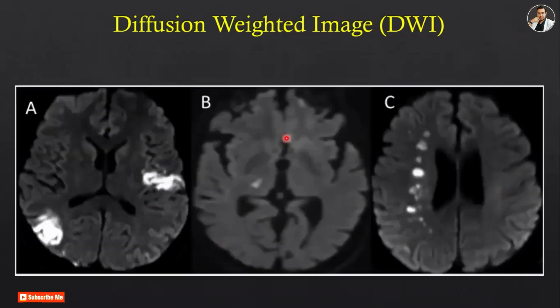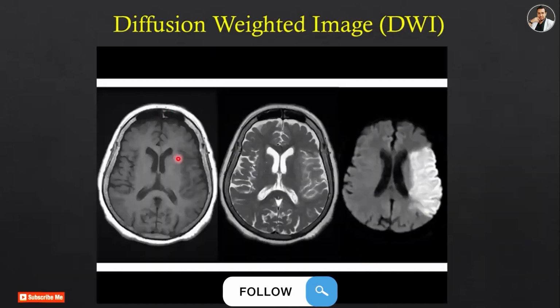Now we will get the diffusion. If the diffusion has a stroke, it will be white like this. Here we can see a small stroke. In diffusion, the stroke is very clearly visible. Here we can see that there are multiple small strokes. Now we can see the diffusion-weighted image.